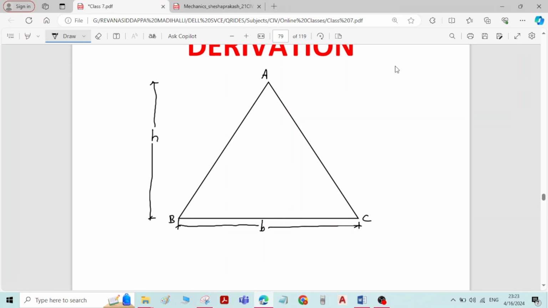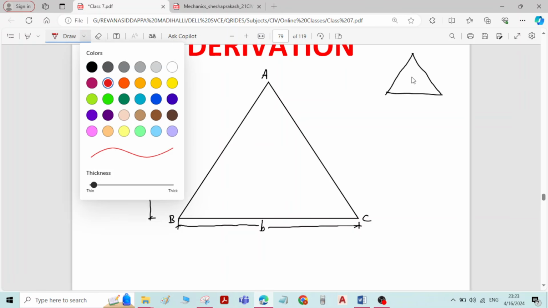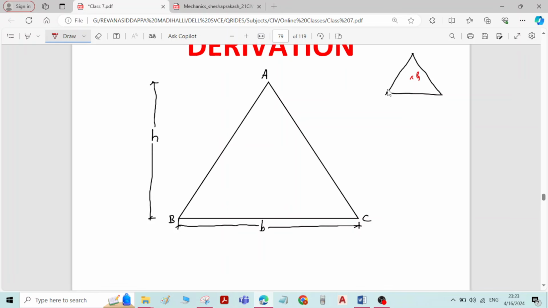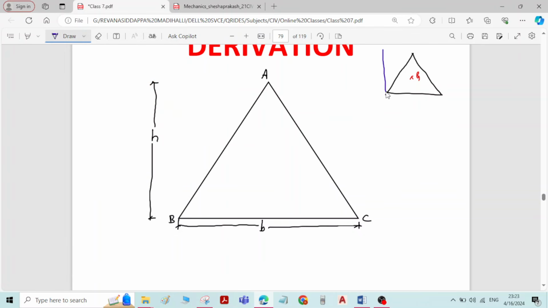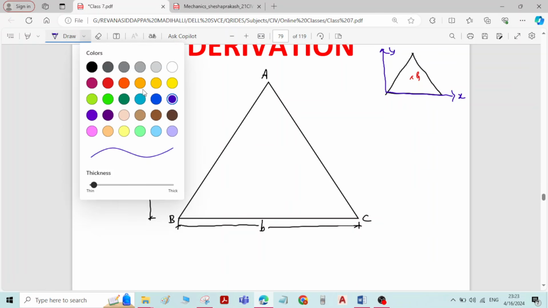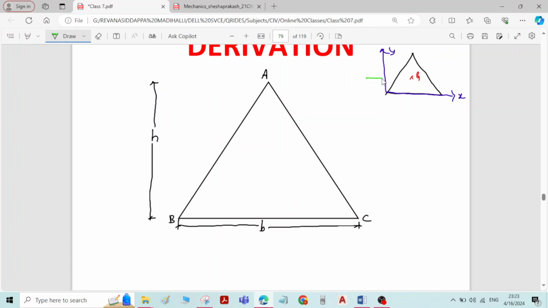Now, if G is the centroid of the triangle, and I draw the reference axes, reference axis X and reference axis Y. Now let me draw the centroidal axes. The centroidal axes are usually denoted by capital X and capital Y.